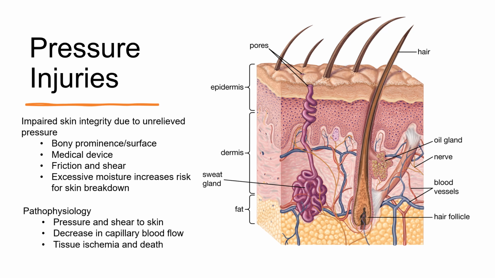Next is pressure injuries. So pressure injuries occur due to unrelieved pressure. So if you push down on your skin for long enough, you're going to have lack of circulation. So your skin cells are going to be starving and they'll die, essentially. So this is most common on bony prominences. Medical devices, friction and shear, and excessive moisture will increase the risk for skin breakdown. So patients that are incontinent are higher risk and can develop pressure injuries in those areas much quicker.